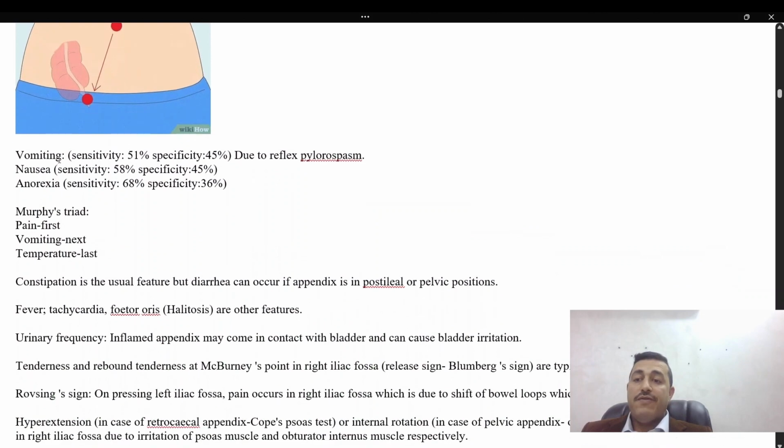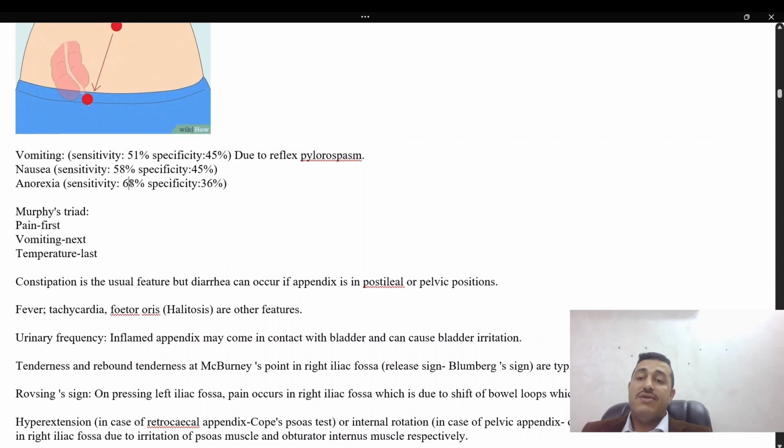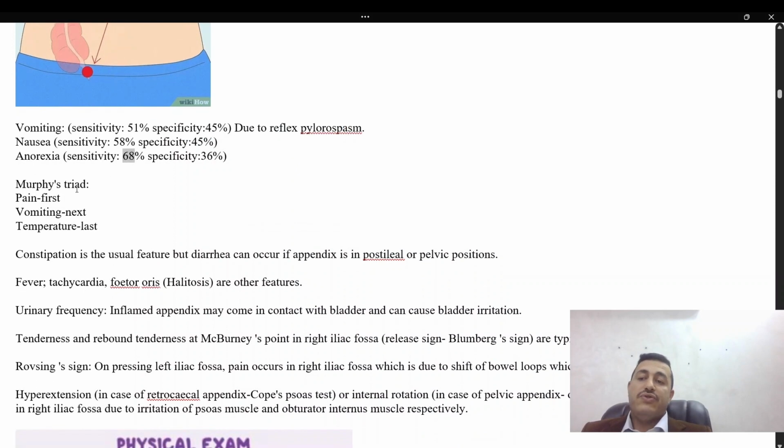Okay, we have vomiting with sensitivity and specificity about 50s, nausea and anorexia. You can see the sensitivity of anorexia is about 70. Some literature says that there is no appendicitis without anorexia. Okay, this is the Murphy triad, where it describes when and what happened.